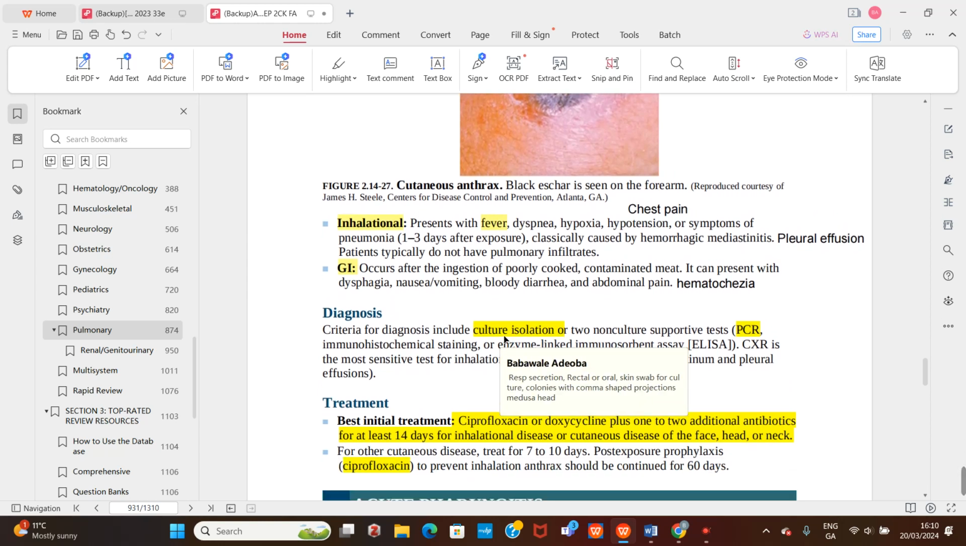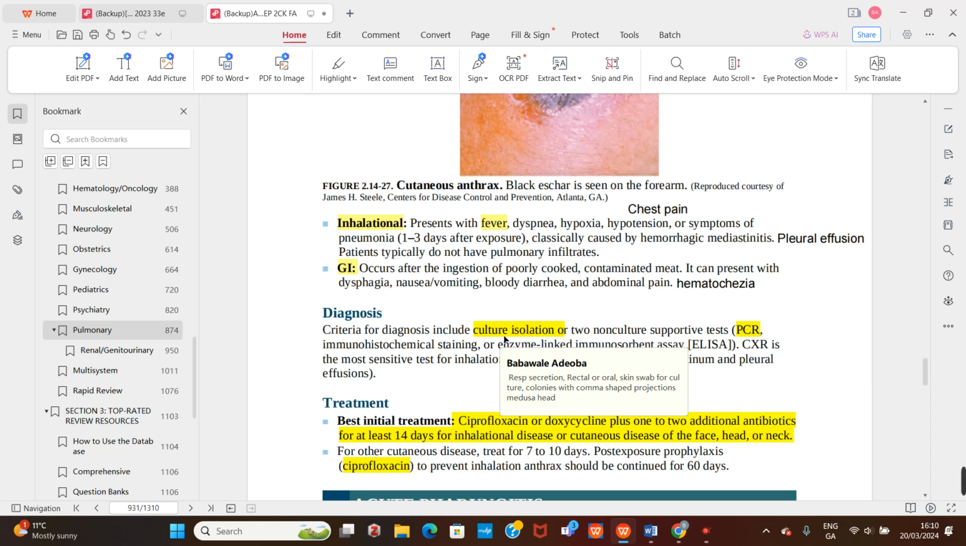We are just going to see colonies of comma-shaped projections that look like the Medusa head. So once you see that comma-shaped projection that looks like the Medusa head, we know they are talking about anthrax. That's what they are talking about. So that's for the culture.